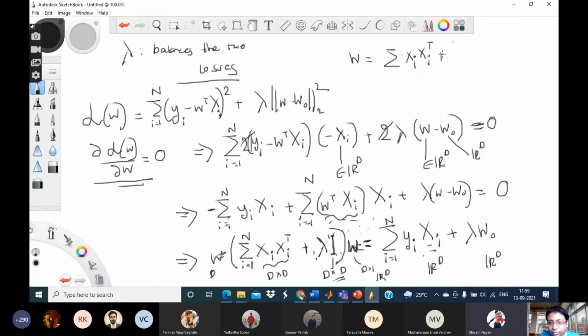So I multiply both sides with the inverse of the left side of W, whatever that is. Not the transpose inverse, but the pseudo-inverse, the Moore-Penrose pseudo-inverse. Right. So this is the expression which you get in this case.